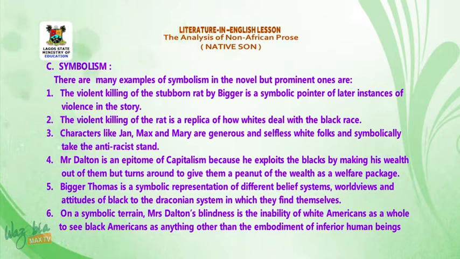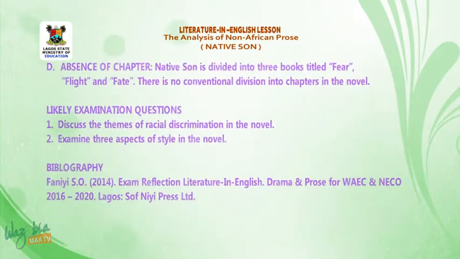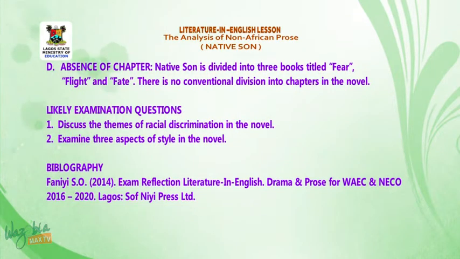Six, on a symbolic terrain, Mrs. Dalton's blindness is the inability of white Americans as a whole to see black Americans as anything other than the embodiment of inferior human beings. Another style is absence of chapters. Native Son is divided into three books titled Fear, Flight, and Fate. There is no conventional division into chapters in the novel.